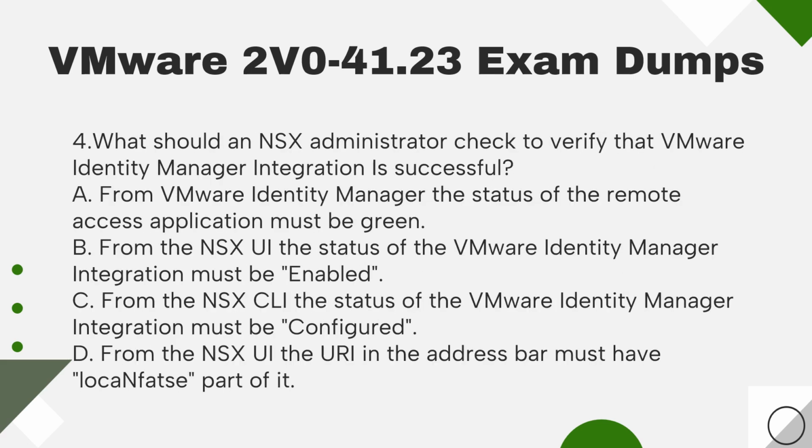4. What should an NSX administrator check to verify that VMware Identity Manager integration is successful? A. From VMware Identity Manager, the status of the remote access application must be green. B. From the NSX UI, the status of the VMware Identity Manager integration must be enabled. C. From the NSX CLI, the status of the VMware Identity Manager integration must be configured. D. From the NSX UI, the URI in the address bar must have local-fetch part of it.